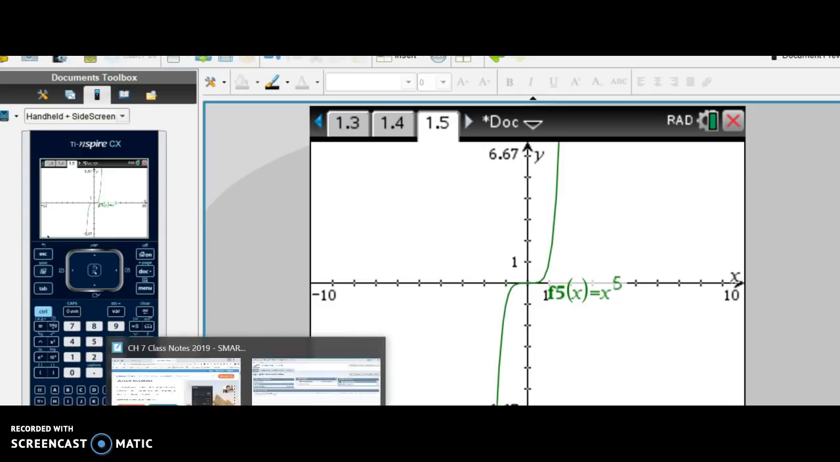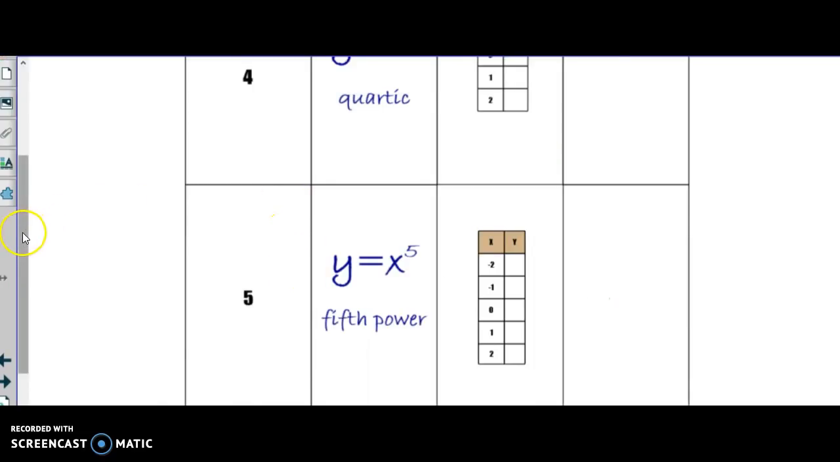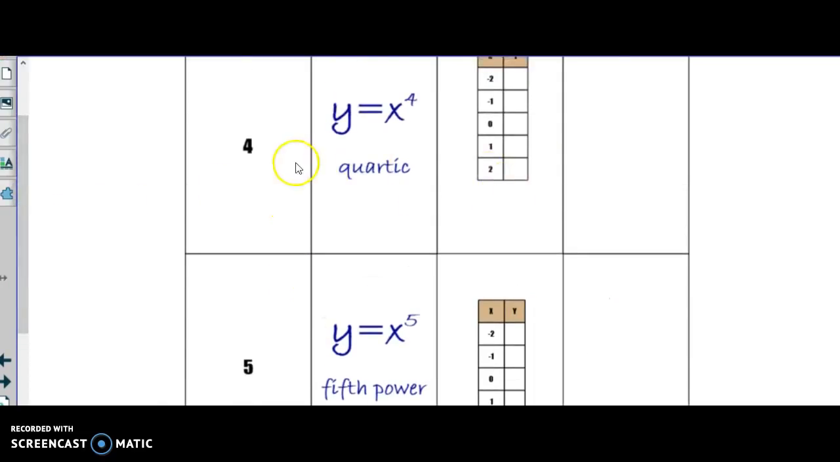If we think about the pattern that we saw, all even powers are going to be parabolic, and all odd powers that are not 1 will give us that S-shaped curve. So if you're looking at the exponent, you'll be able to determine the properties based on that.